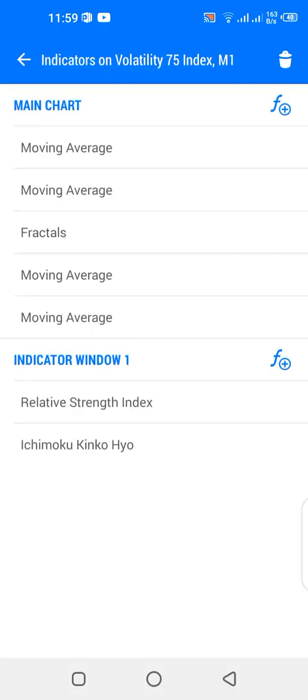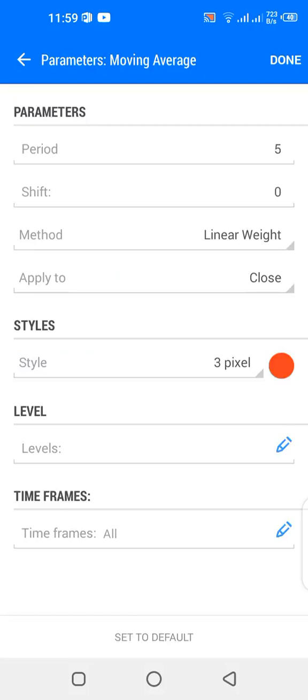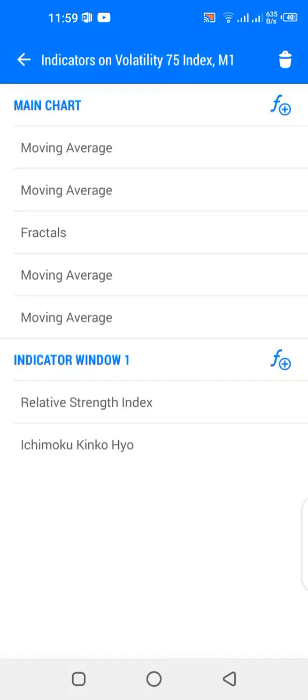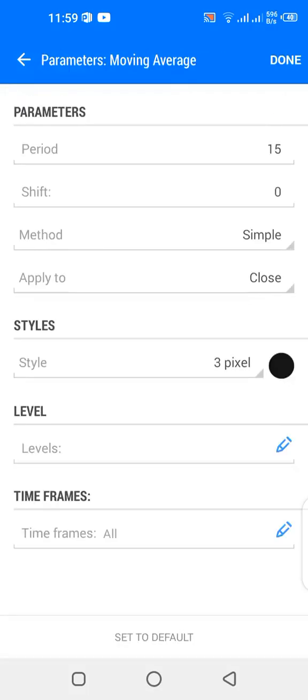Color is purple. We have another moving average. Period is 5. Shift is 0. Method is linear weight. Apply to close. Color is red. And then the last moving average on the main chart, we have period to be 15. Shift is 0. Method is simple. Apply to close. Color is black.